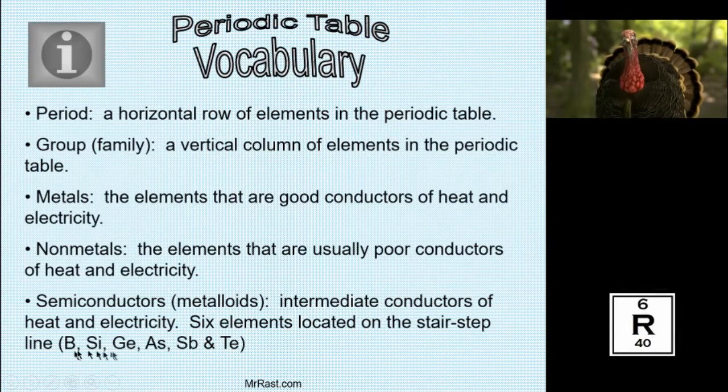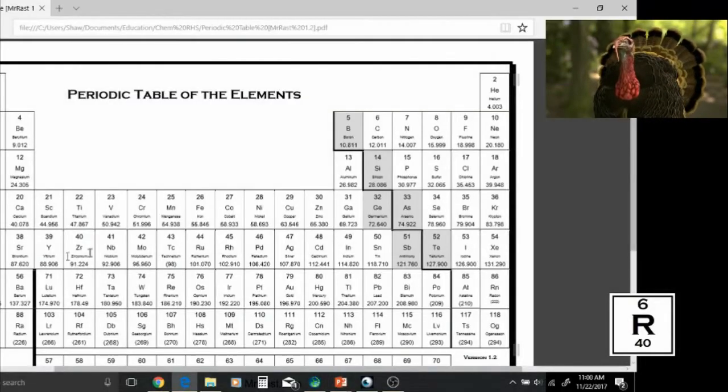I wouldn't necessarily memorize these elements. I would use your periodic table to identify those elements. So your elements are on that line. Your semiconductors are boron, silicon, germanium, arsenic, antimony, and tellurium. So these guys here are our semiconductors. Everything over here would be the metals. Everything over here would be the nonmetals. These are our semiconductors, often referred to as metalloids.